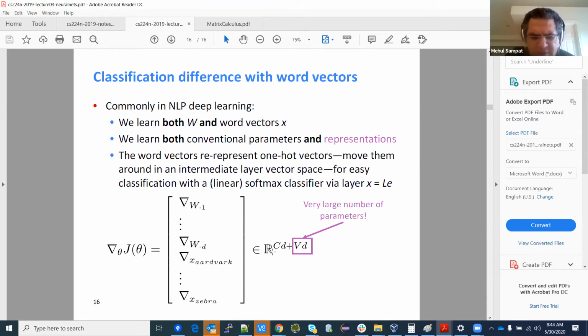Yes, so like Joseph said, before the space was R^(C·D), right? And now you also have a plus V times D, right? So I guess capital V is the number of words in your vocabulary. Yes.